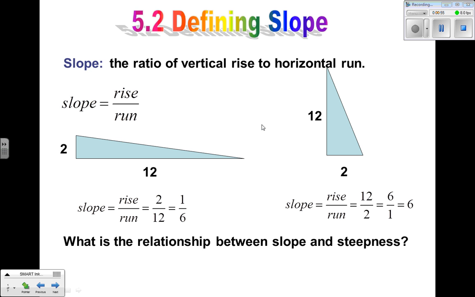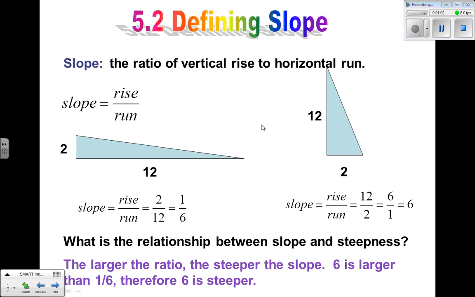What I need to know is what is the relationship between slope and steepness. You'll see that the larger the ratio, the steeper the slope. For example, 6 is a larger number than 1 over 6, therefore 6 is steeper.